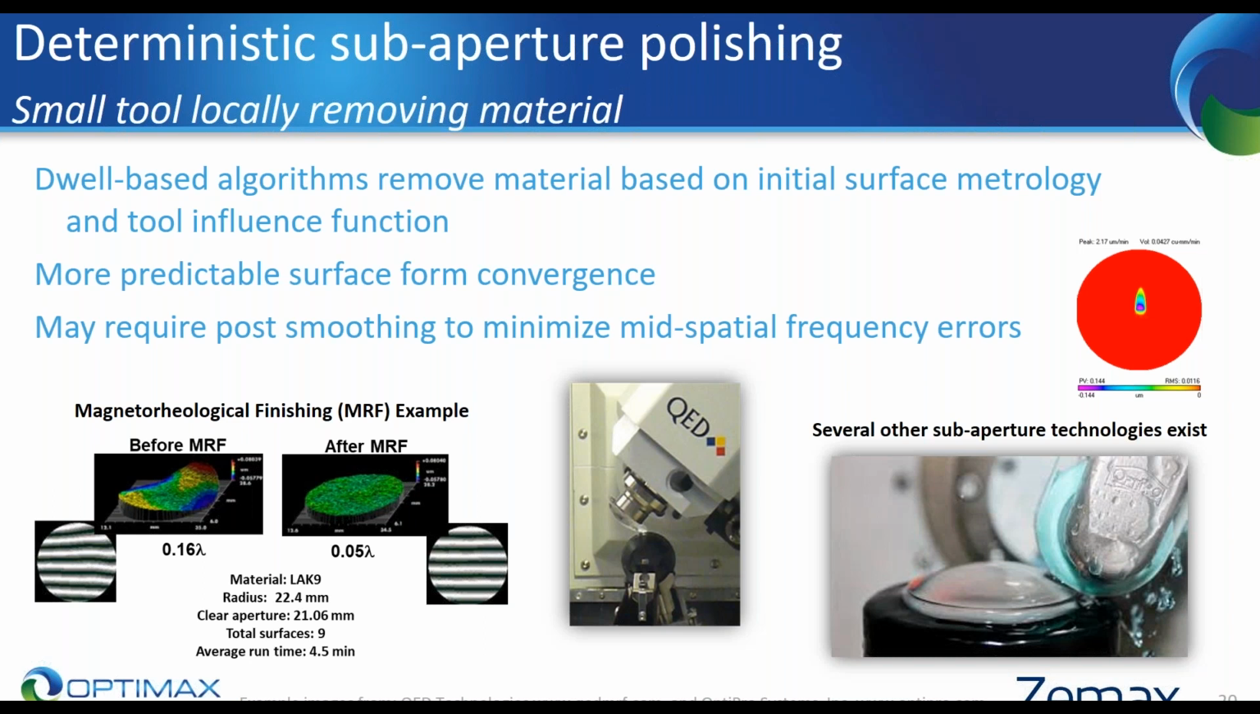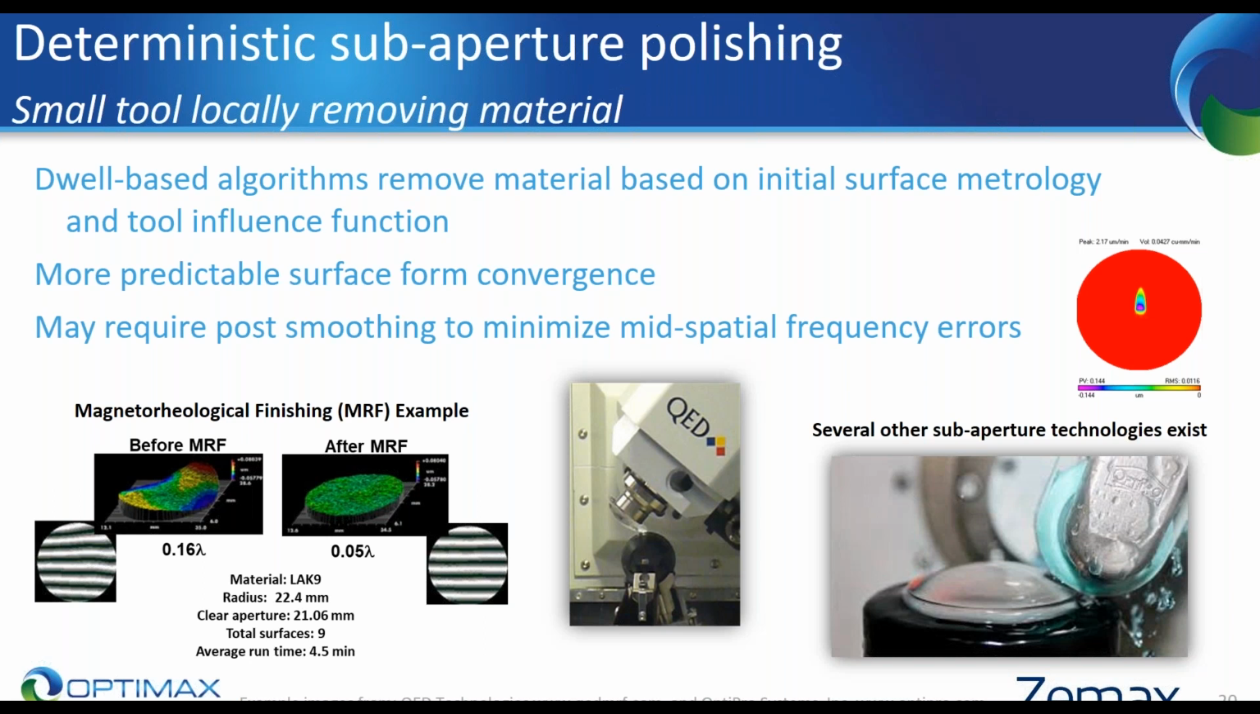And what you do is you take that interferogram, plug it into the software, and the dwell-based algorithm would dwell longer on the areas that are high, so on those red spots, and go faster over the blue in order to achieve the desired surface form, which is on the left or on the right hand side. This is after MRF, and you see a much smoother surface that converges to the desired shape. That's an example of MRF, and there's a photograph there.